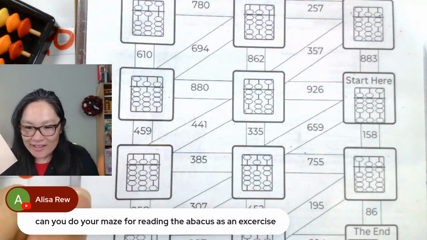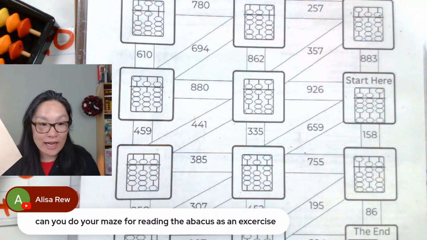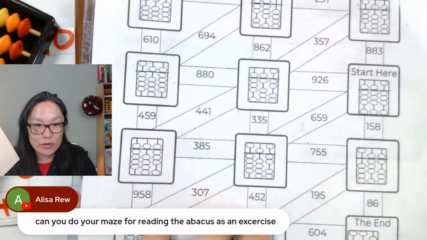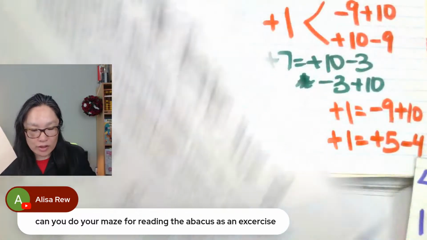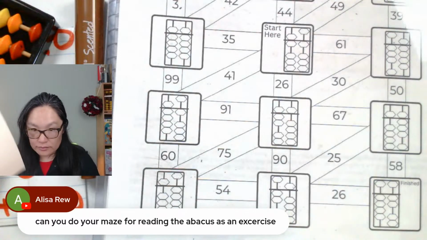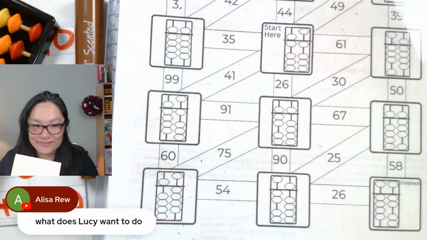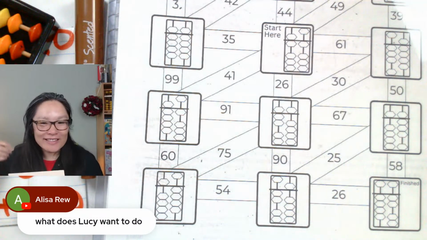What does Lucy want to do? It's up to you. Lucy, do you have a preference? We could do 3 digit or we could do 2 digit. Ah, you guys are so cool.